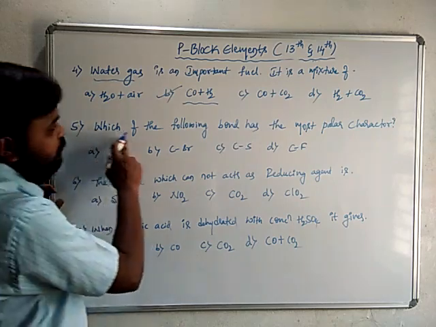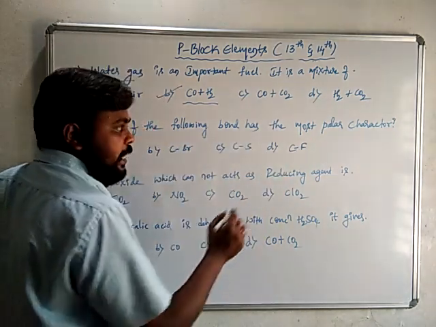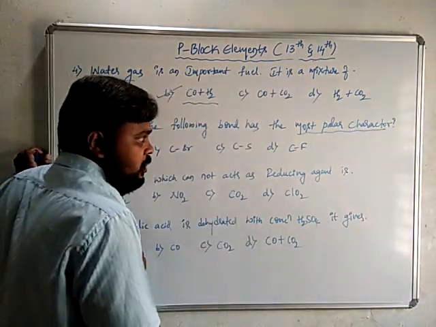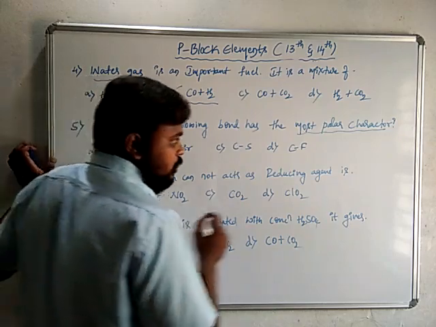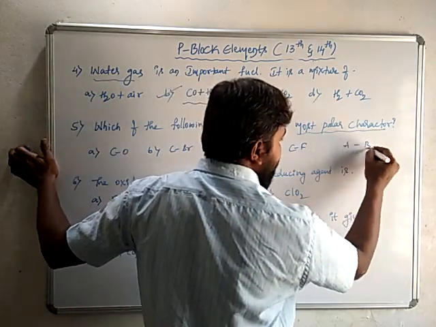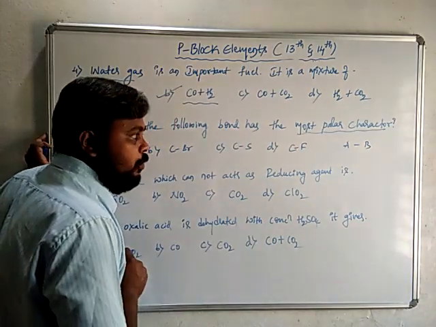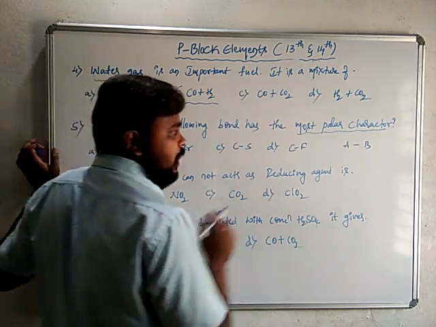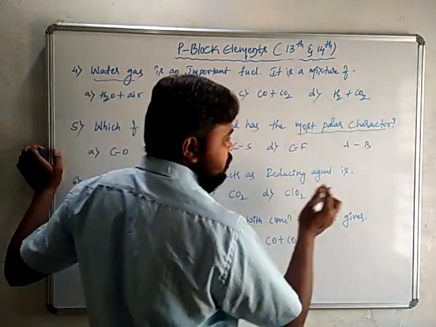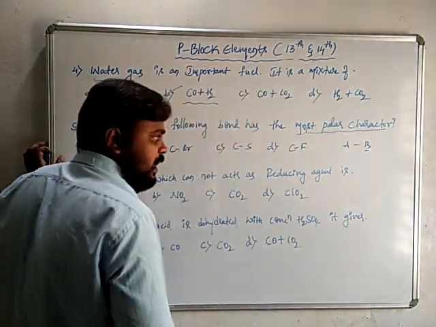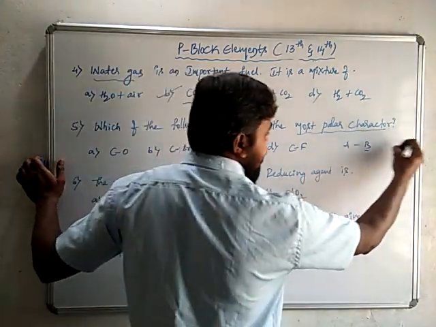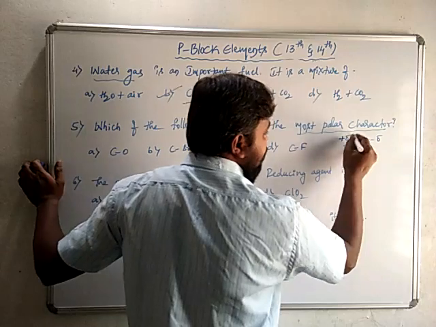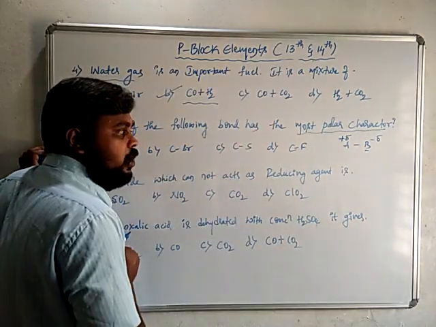So the next question is, which of the following bonds has the most polar character? The polarity is due to separation of charges, because of electronegativity difference. If A and B are two different elements which combine together forming a bond AB, then to form a polarity one of the elements should be more electronegative. Suppose B is more electronegative than A. As a result, B can attract the shared electrons towards itself, and B will get a partial negative charge and A will get a partial positive charge. So this is what we call polarity.